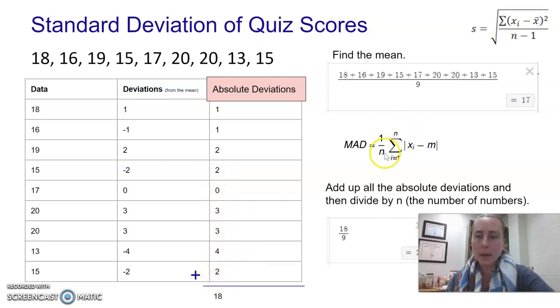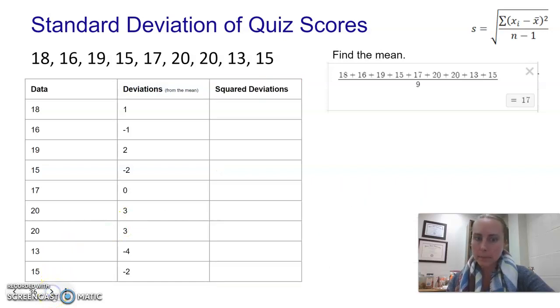And if we add all those up, check out the MAD formula. It says take each value, subtract the mean, find the absolute value of that, add them all up, divide by n. So adding them all up gives us 18. Then we divide by the number of numbers. There are 9 numbers, so we divide and get 2. The MAD, or the mean absolute deviation, is 2 points. So people scored on this quiz about 2 points away from the mean. That's what the MAD is telling you. Okay, that was a pause.